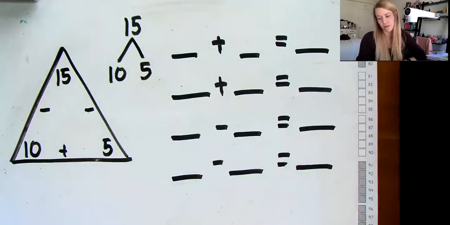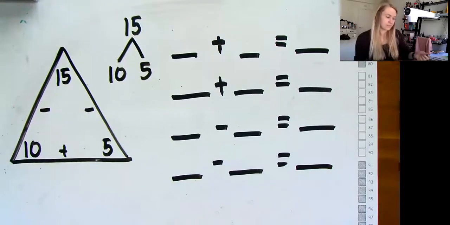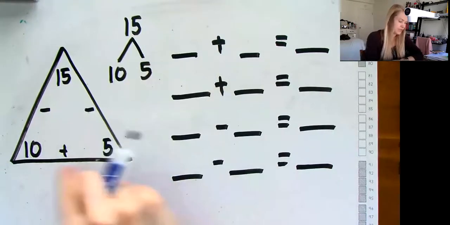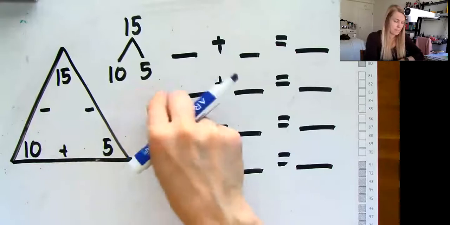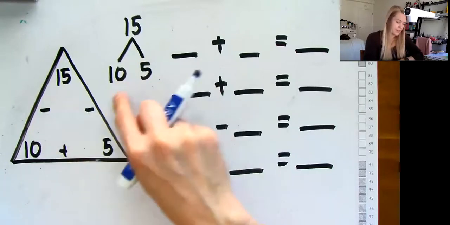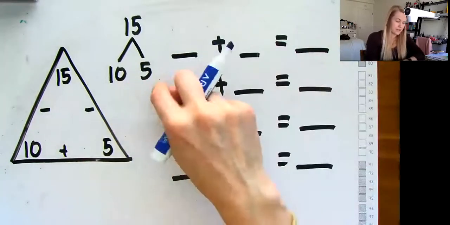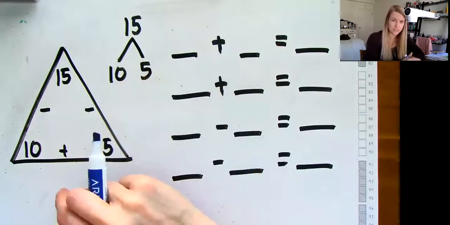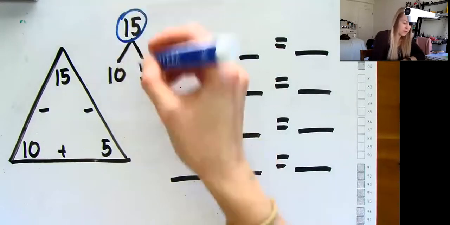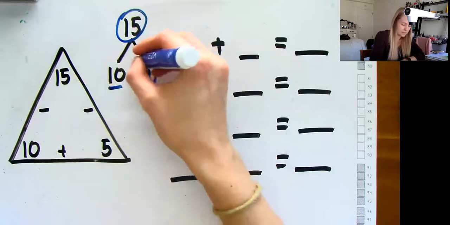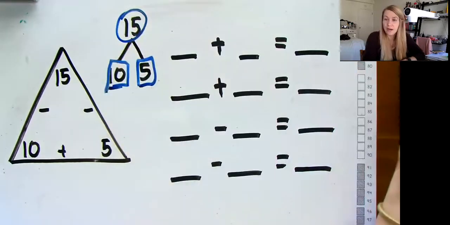All right, you filled out your fact families. The first thing I know to do is to look at the bottom of my math mountain or my triangle here, and I see that my parts are 10 and 5 and my whole is 15. So 15 is my whole and these are just my little parts. I'm going to do them in boxes, I don't know why.